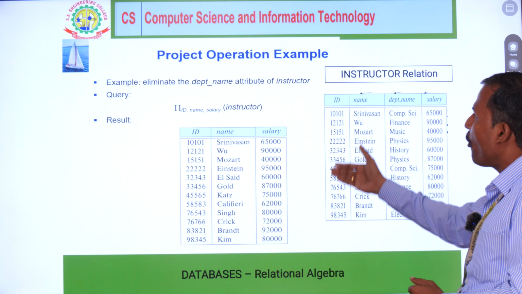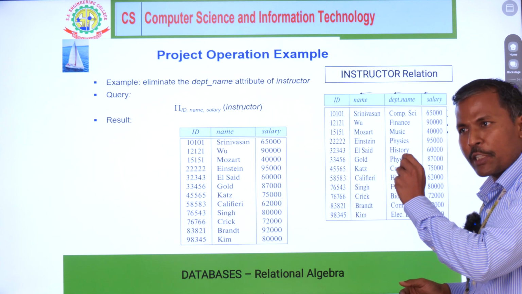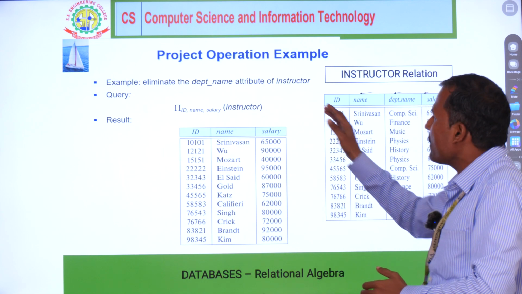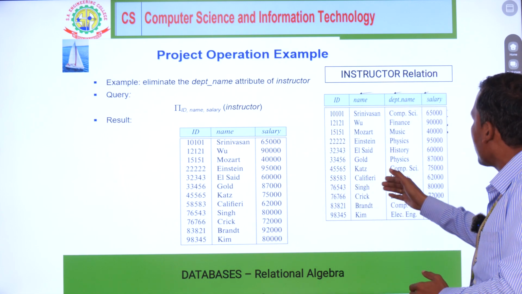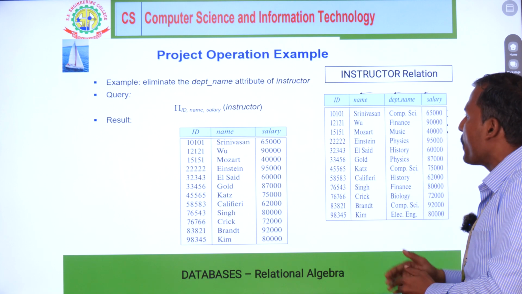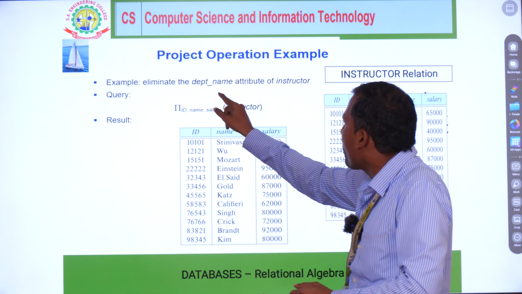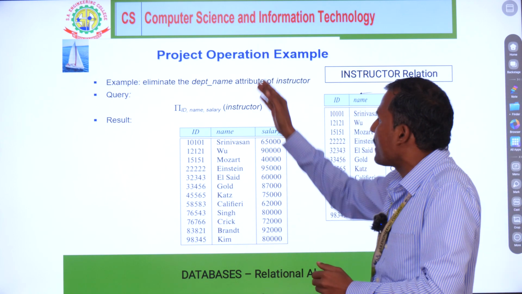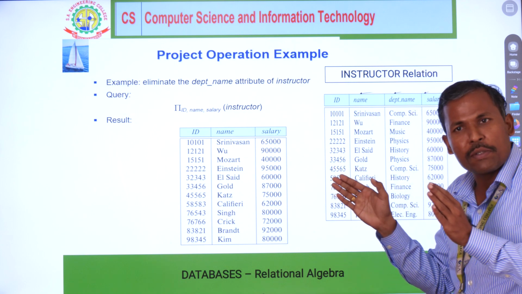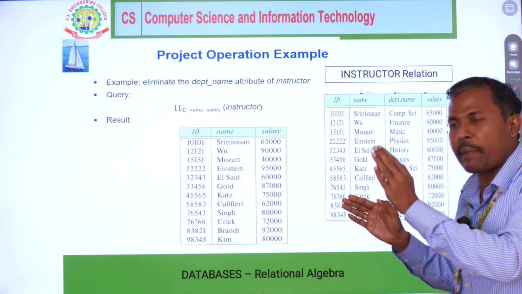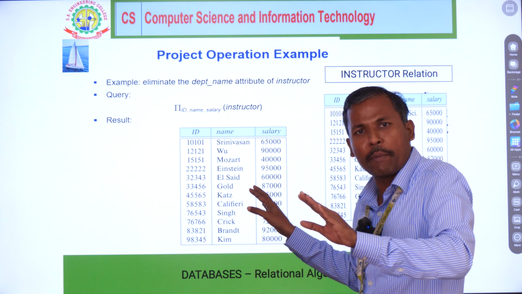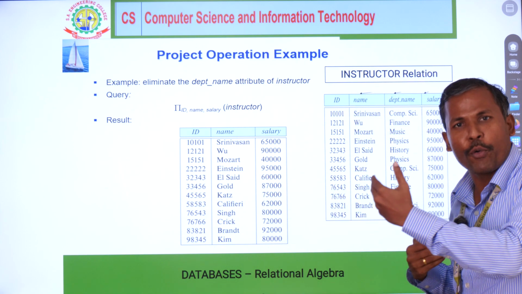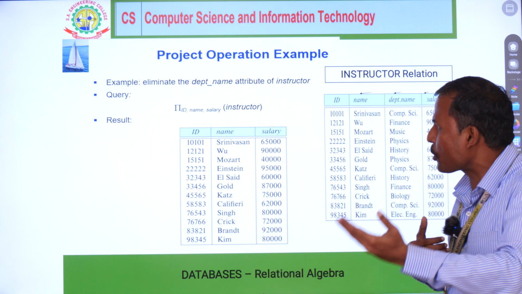And this is an example for the project operation. For every relational algebra operation, we are looking for an example, right? We take the same instructor table with the same number of attributes. The question is: eliminate the department name attribute of the instructor table. The instructor table has 4 columns: ID, name, department name, and salary. I just don't want the department name alone. The remaining columns I require. So I want only 3 columns out of 4, and the preferable operator is the project operator.